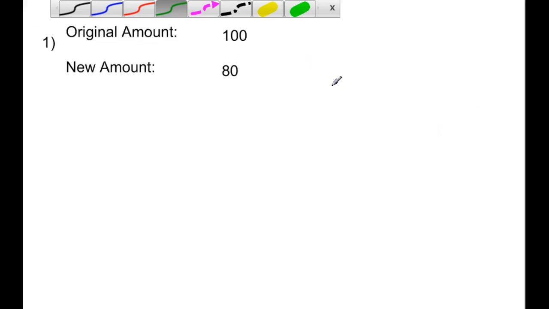Okay, so in this one, the original amount is 100 and the new is 80. So I said the difference between the two, actually, let me change that, I'm sorry. I said the new minus the original, but don't worry about that. Just find how far apart they are. It's 20, it's subtraction.